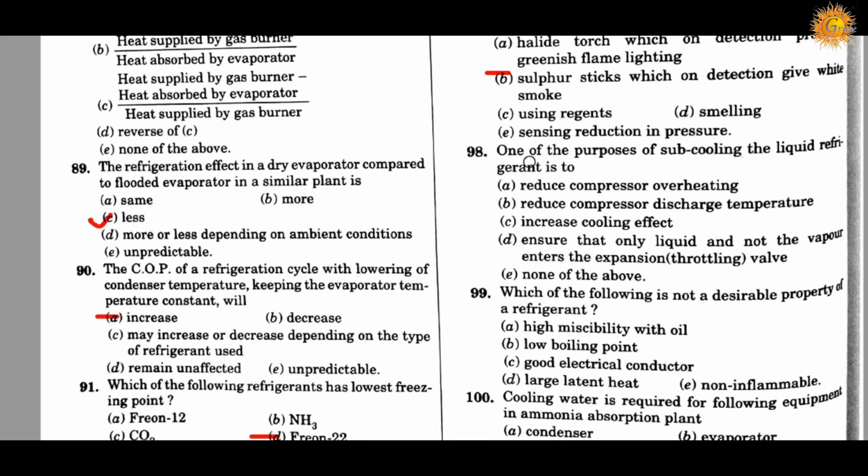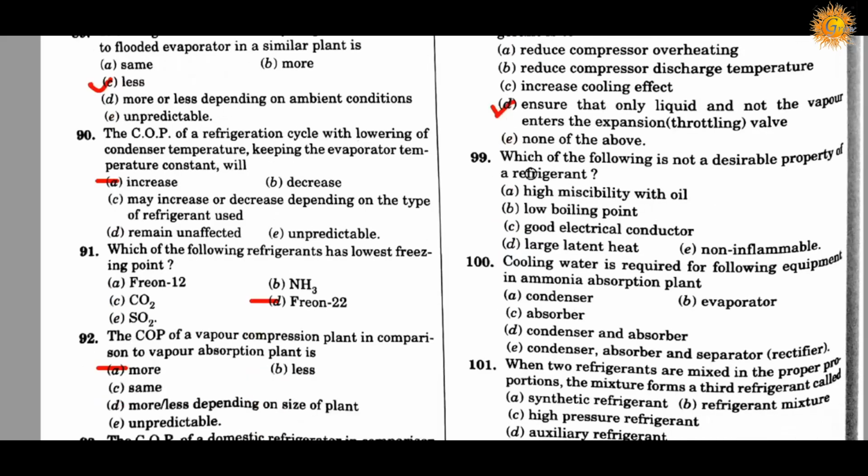Question 98. One of the purposes of subcooling the liquid refrigerant is to: option A, reduce compressor overheating; option B, reduce compressor discharge temperature; option C, increase cooling effect; option D, ensure that only liquid and not the vapor enters the expansion throttling valve; option E, none of the above. So the correct answer 98 is D. It ensures that only liquid and not the vapor enters the expansion or throttling valve.